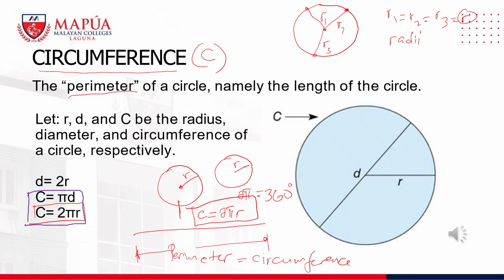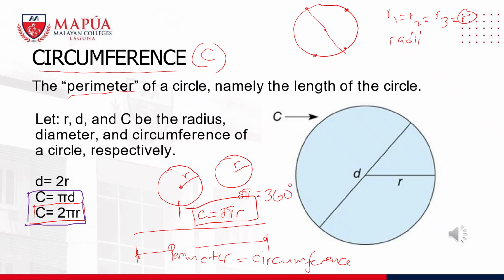Now, for example, if we connect two points on the circle, assuming this point and this point, you connect this point and this point, passing through the center.